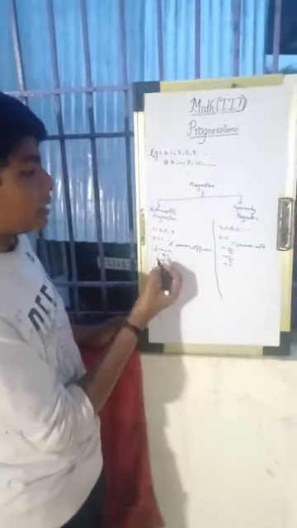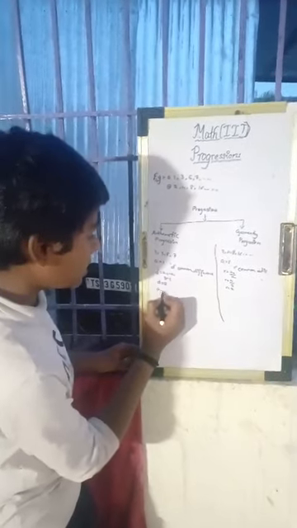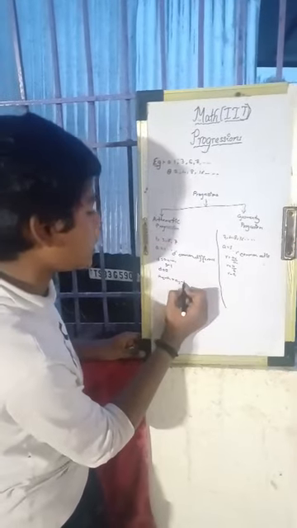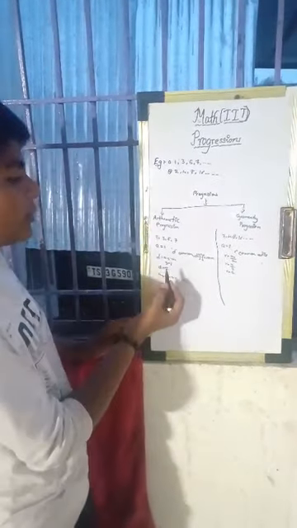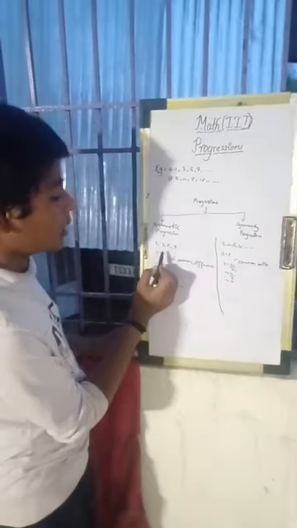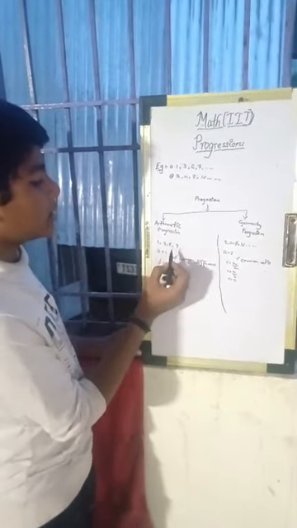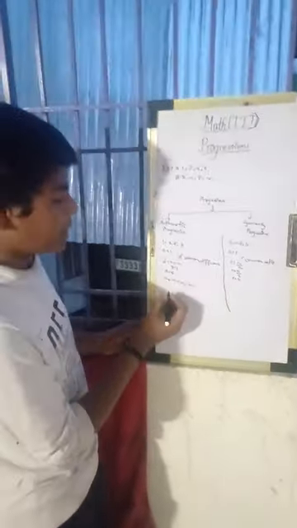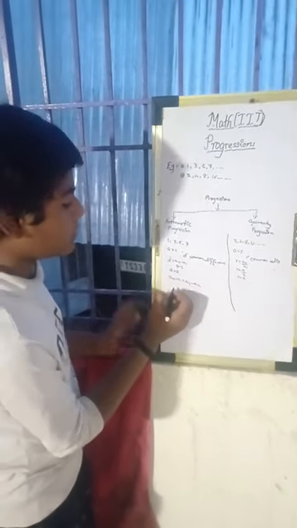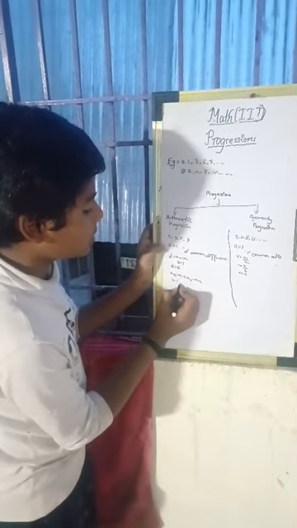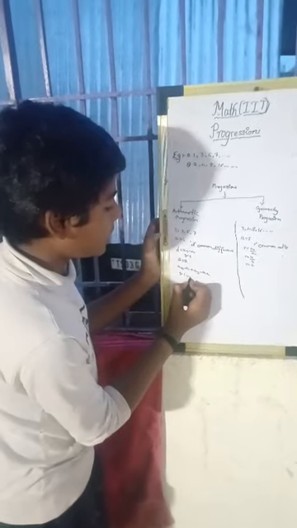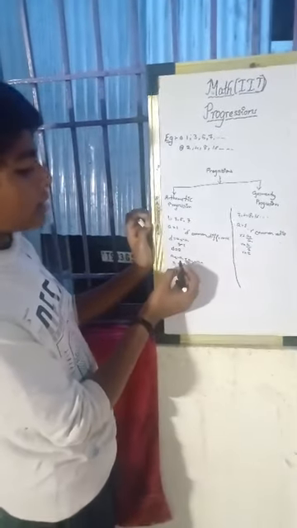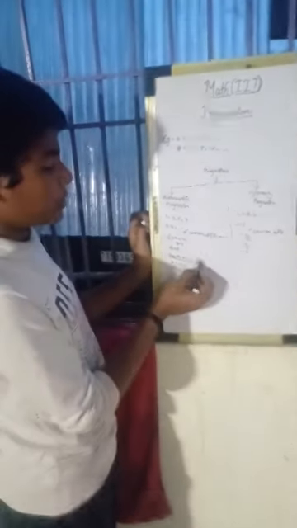Here the condition is A2 minus A1 is equal to A3 minus A2. It means if 3 minus 1 and 5 minus 3 are equal, it is a perfect progression. Example: here 3 minus 1 is equal to 5 minus 3, so 2 is equal to 2.